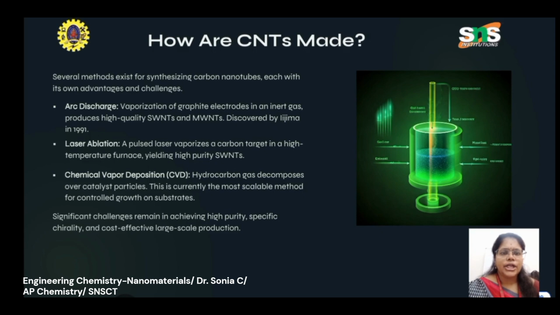Hydrocarbon gas decomposes over catalyst particles. This is currently the most scalable method for controlled growth on substrates. There are different forms of chemical vapor deposition process and they are currently used vastly. Significant challenges remain in achieving high purity, specific chirality, and cost effective large scale production.